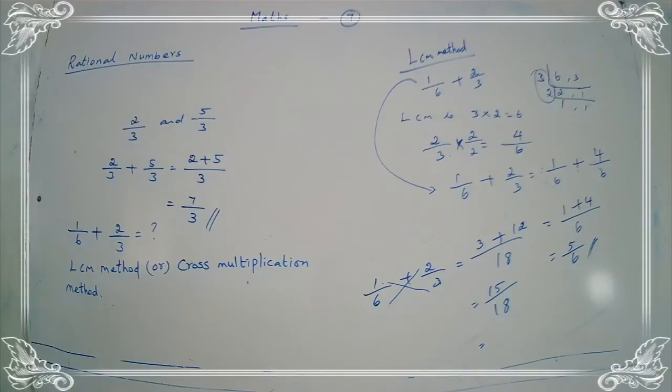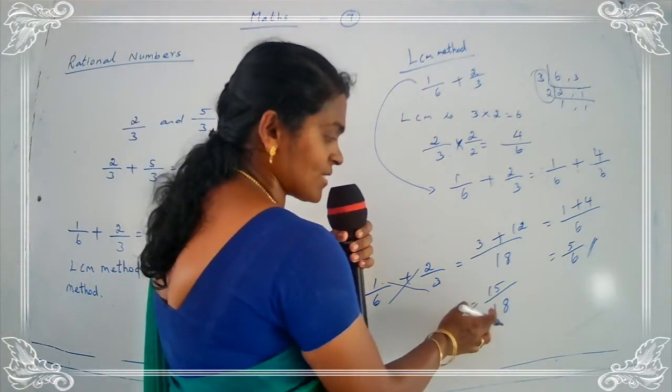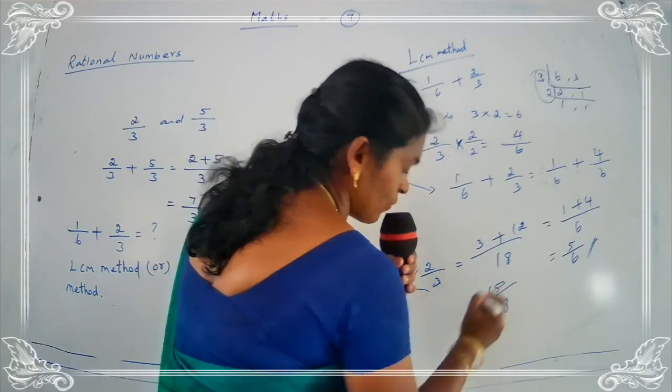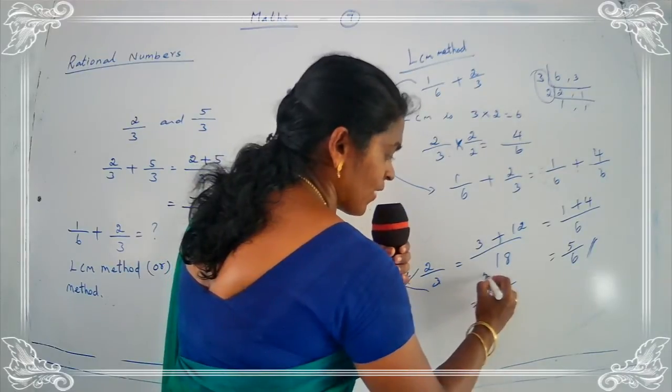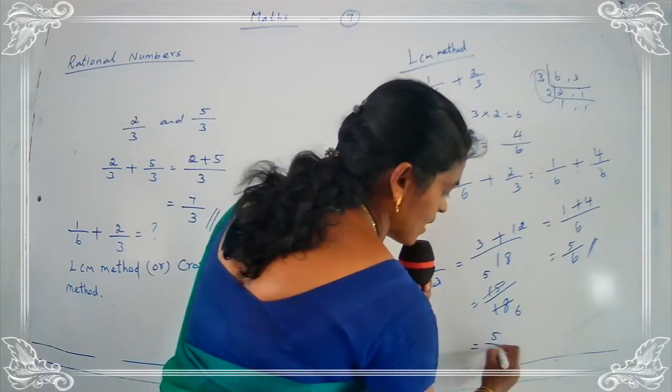15 upon 18 is not a standard form. Yes or no, children? Yes. A fraction must be in standard form. The standard form of a fraction is expressed in lowest terms. Lowest terms means numerator and denominator have no common factors. Yes or no? Yes. So here common factors are there. Surely it is divisible by 3. Yes children? Yes. So you divide by 3. 5 3s are 15, 6 3s are 18. So that's why your answer is 5 upon 6.